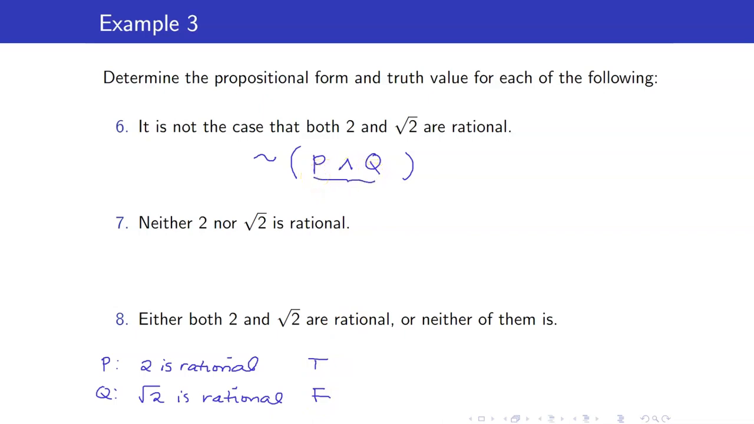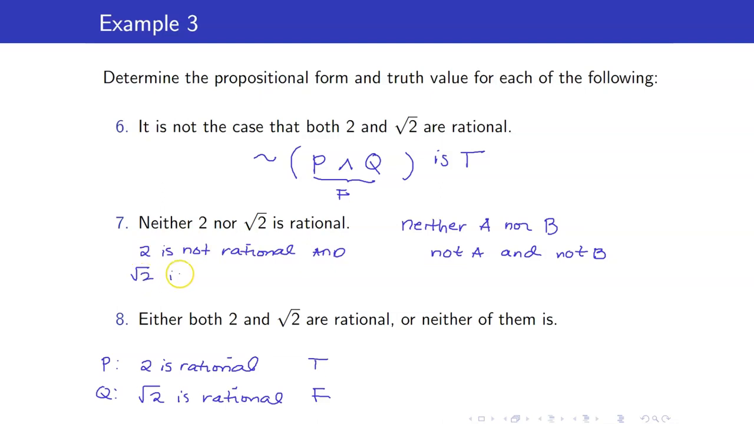So this one here is false. The entire thing is false, and therefore the negation of that is true. Next, we have neither 2 nor square root of 2 is rational. When we have something of this form, neither A nor B, this is actually saying that not A and not B.